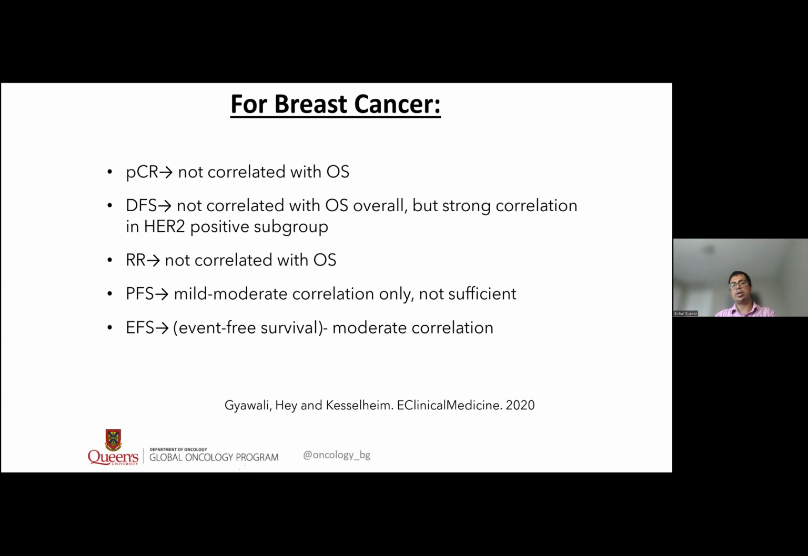Disease-free survival is, again, not correlated with OS overall, but among the HER2 positive subgroup of patients, we see a strong correlation. Response rate, not correlated. PFS, only mild to moderate correlation, not sufficient. For event-free survival, there is some correlation, moderate correlation.